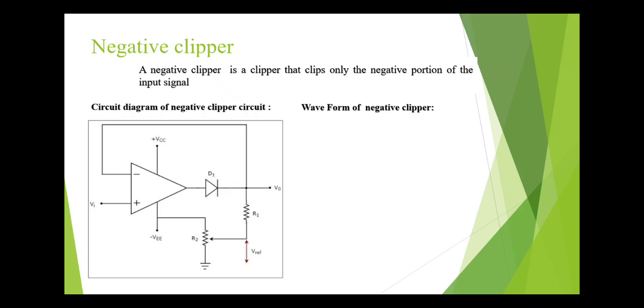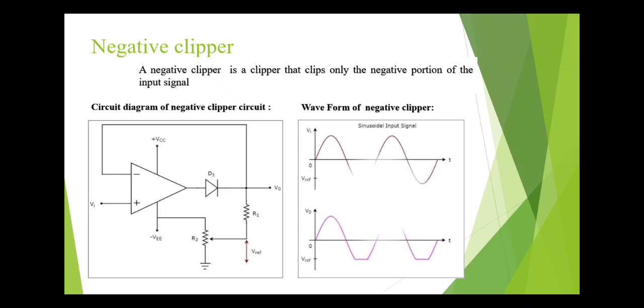Waveform of a negative clipper. These two waves are the input waveform and its corresponding output waveform of a negative clipper for a negative reference voltage Vref. The operation of negative clipper circuit is opposite to that of a positive clipper circuit.